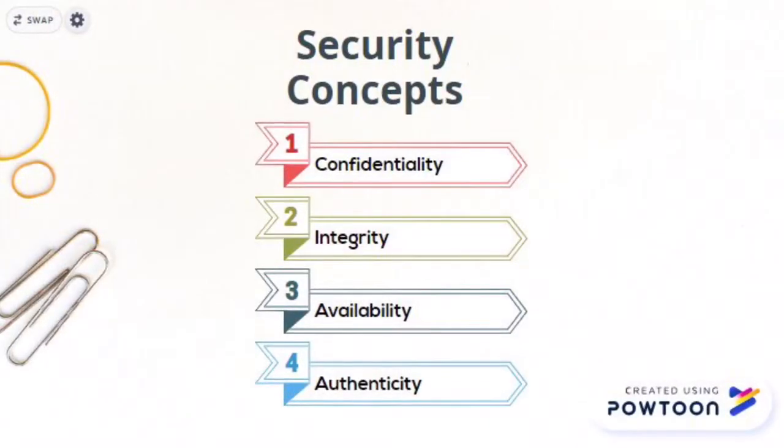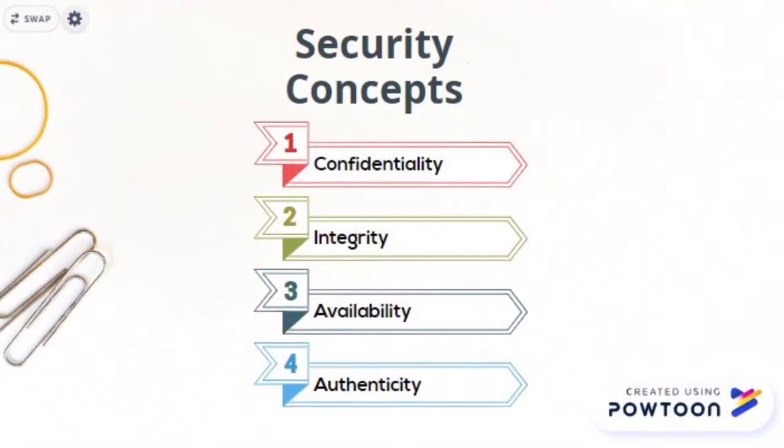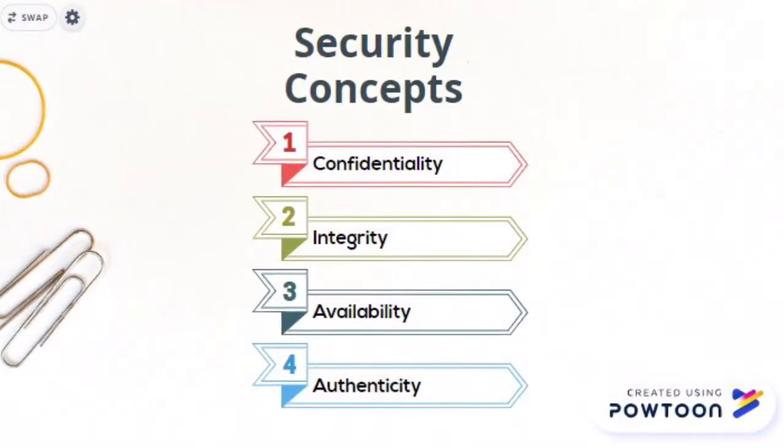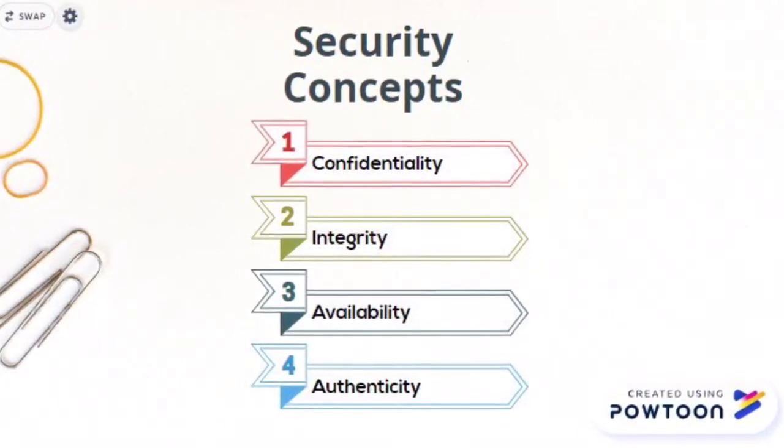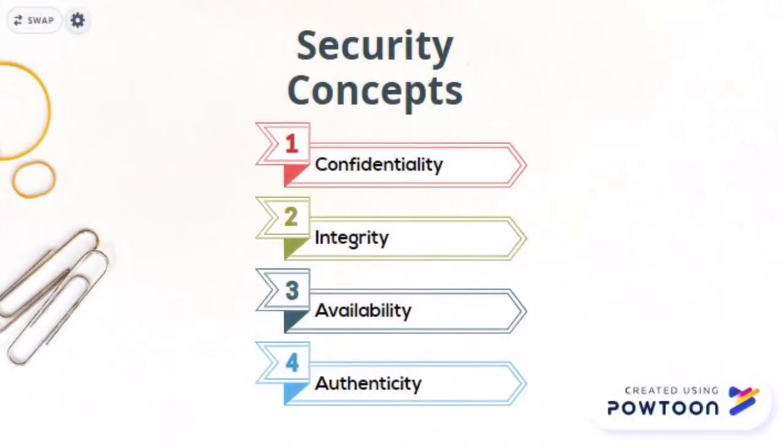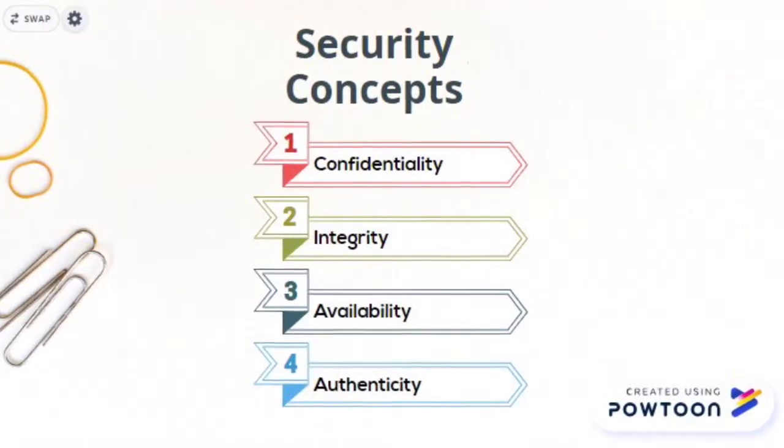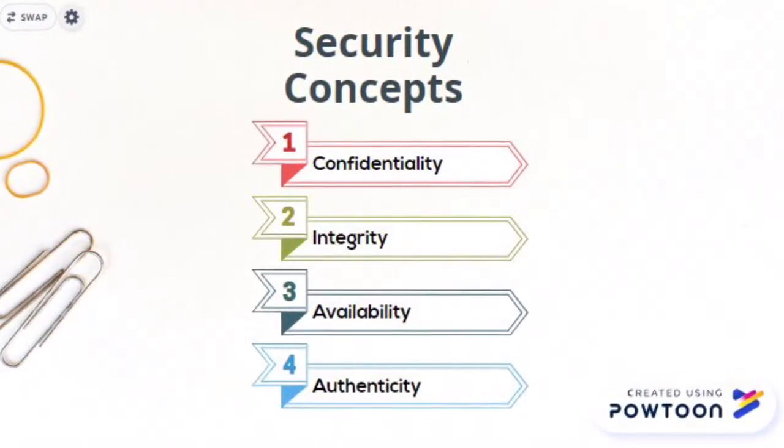Confidentiality relates to the secrecy or privacy of information, keeping it free from the danger of being exposed to unauthorized parties. From the explanation just now, there are four security concepts that we should know. First, confidentiality. Second, integrity. Third, availability. Fourth, authenticity.